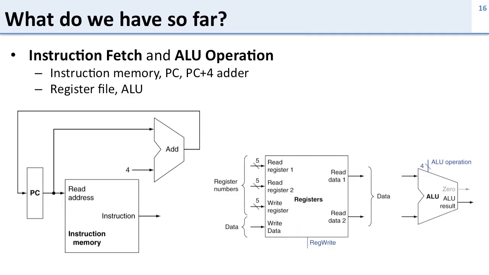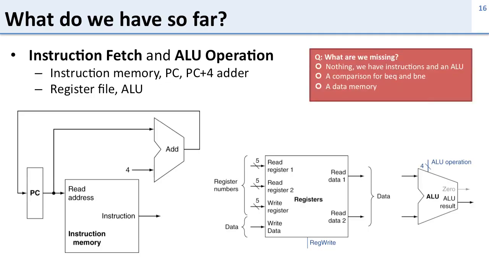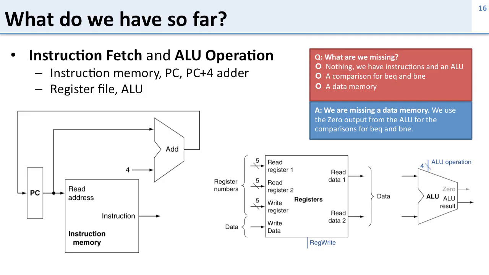So what do we have so far? We have instruction fetch with the program counter, the instruction memory, and its adder. And we have our ALU operation with a register file and an ALU. So what are we missing? Do we have everything? Are we missing something for doing comparisons, for example, for jump instructions? Are we missing a data memory? So what we're missing is a data memory.